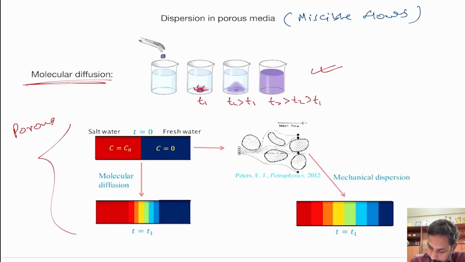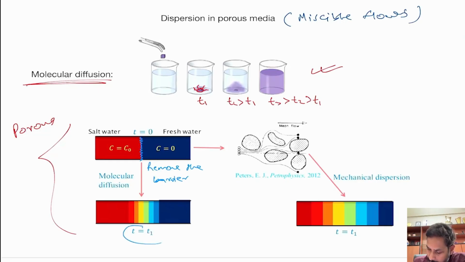There is this barrier at t equal to 0, and now you remove the barrier. So what will happen once you remove the barrier? The solute molecules from the left hand side will start diffusing to the right hand side, because of this same process called molecular diffusion.